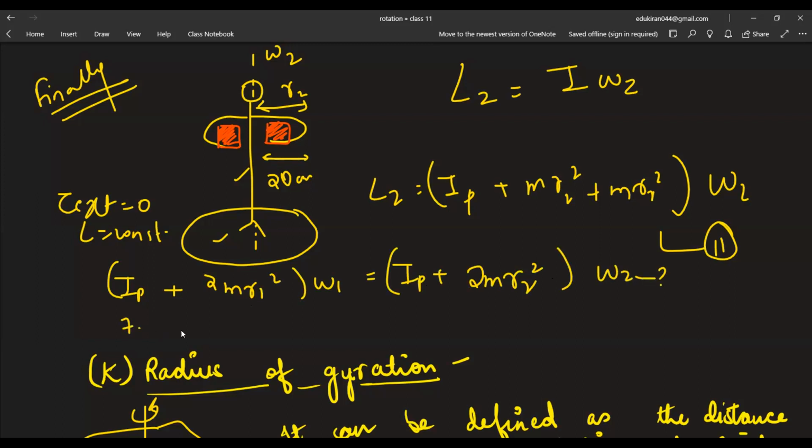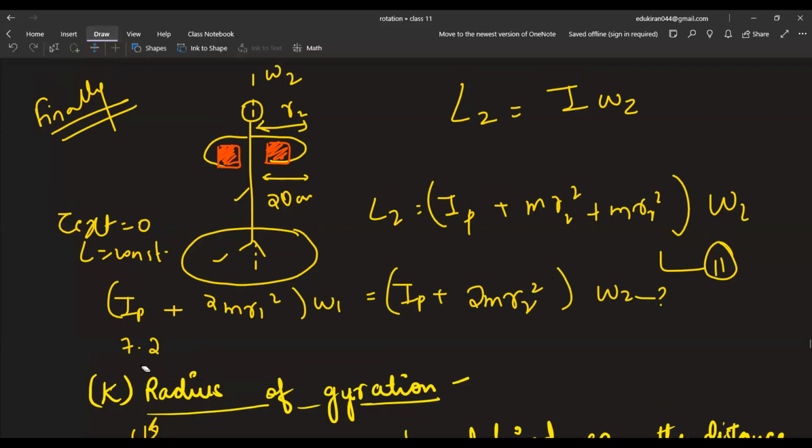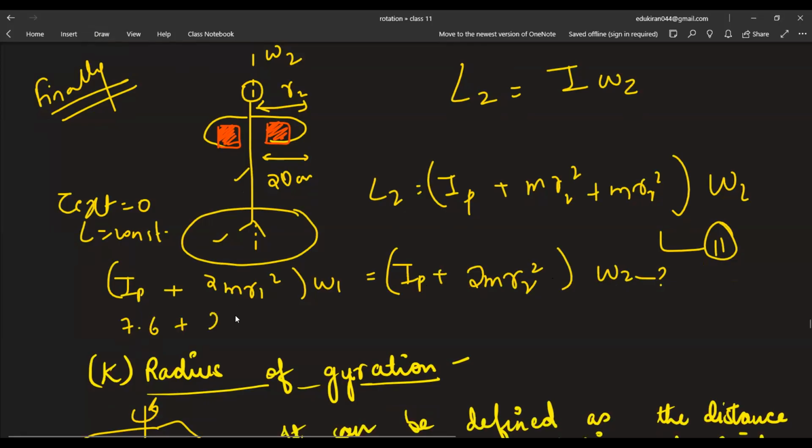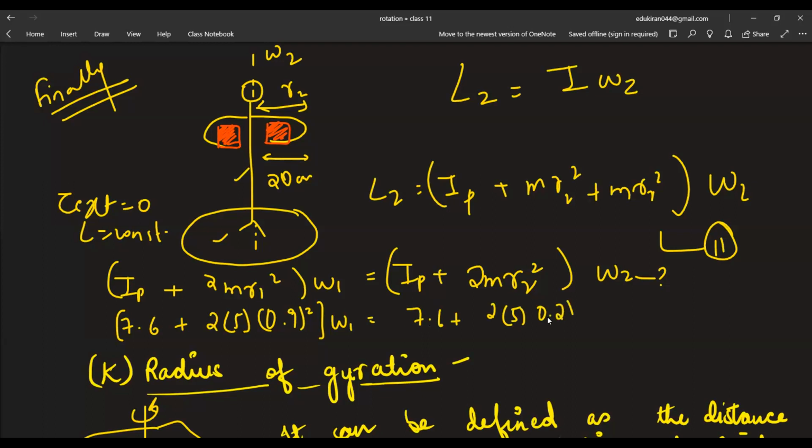You can put the value 7.6, it will be 7.6 plus 2 into mass was 5. Radius was 0.9 meters because 90 centimeters was there. So class, you have to convert it, right? Omega 1 is equal to IP is 7.6 plus 2 into 5. R2 is now 0.2 because it is 20 centimeters into omega 2. Omega 2 you all have to calculate. That is the task.